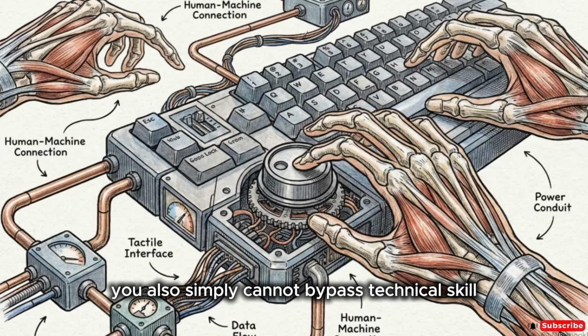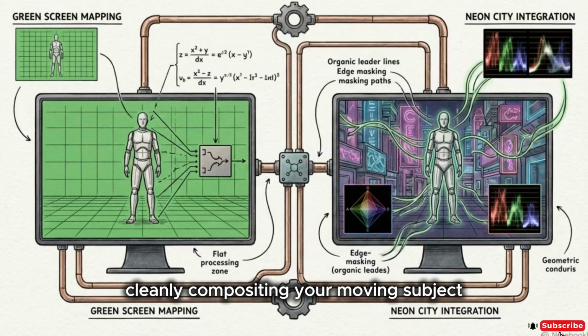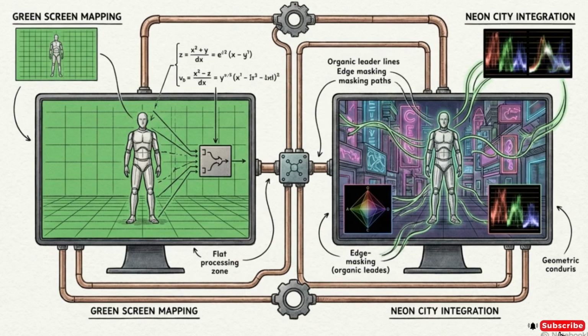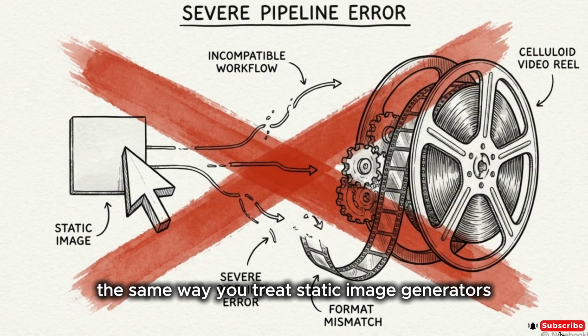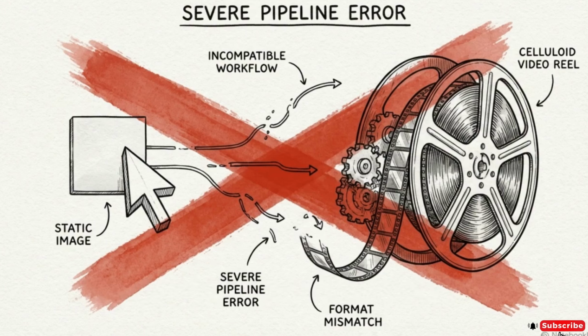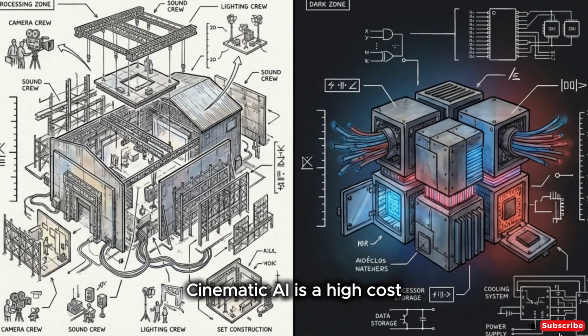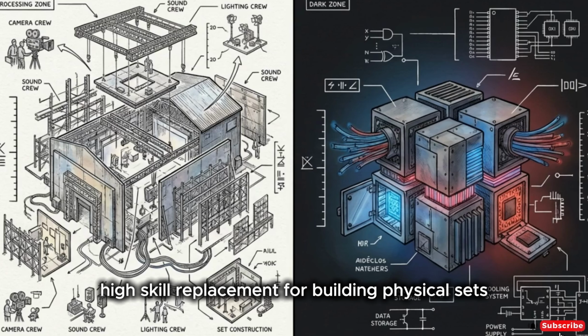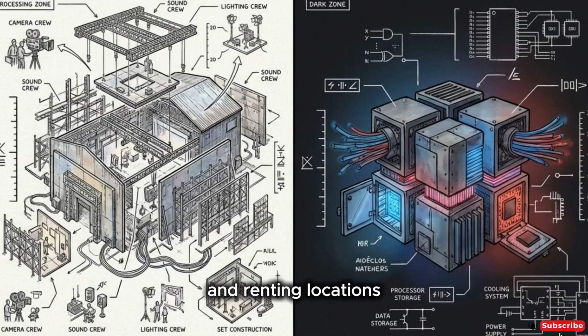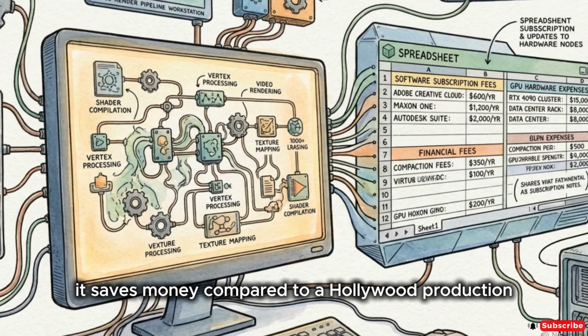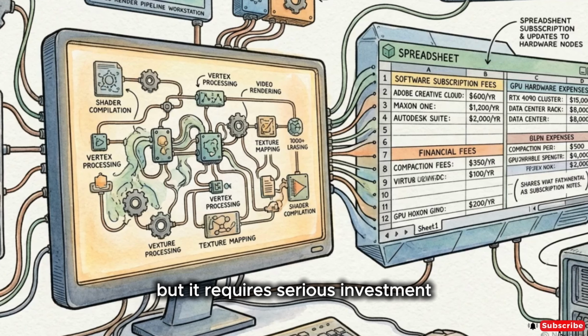You also simply cannot bypass technical skill. Cleanly compositing your moving subject into this generated environment still requires a high-level understanding of traditional video editing. You cannot treat video AI the same way you treat static image generators. It is not a casual drag-and-drop solution. Cinematic AI is a high-cost, high-skill replacement for building physical sets and renting locations. It saves money compared to a Hollywood production, but it requires serious investment.